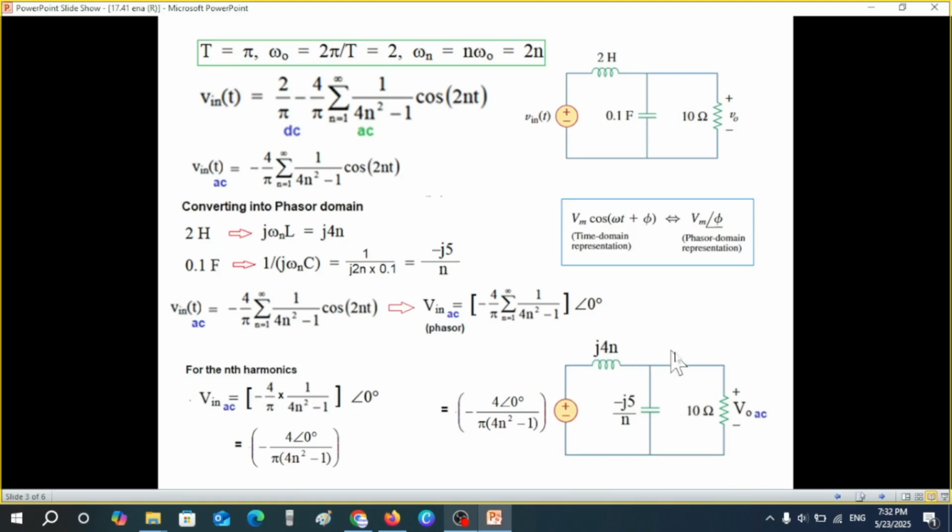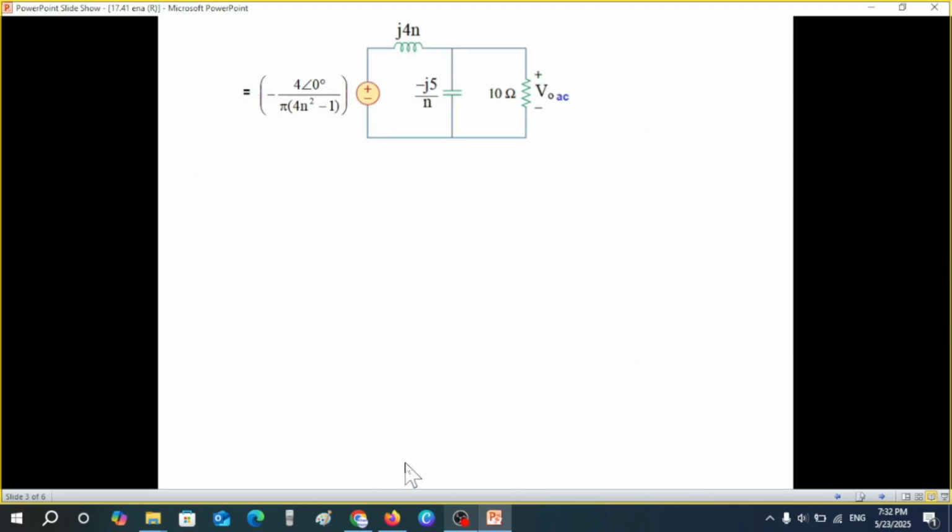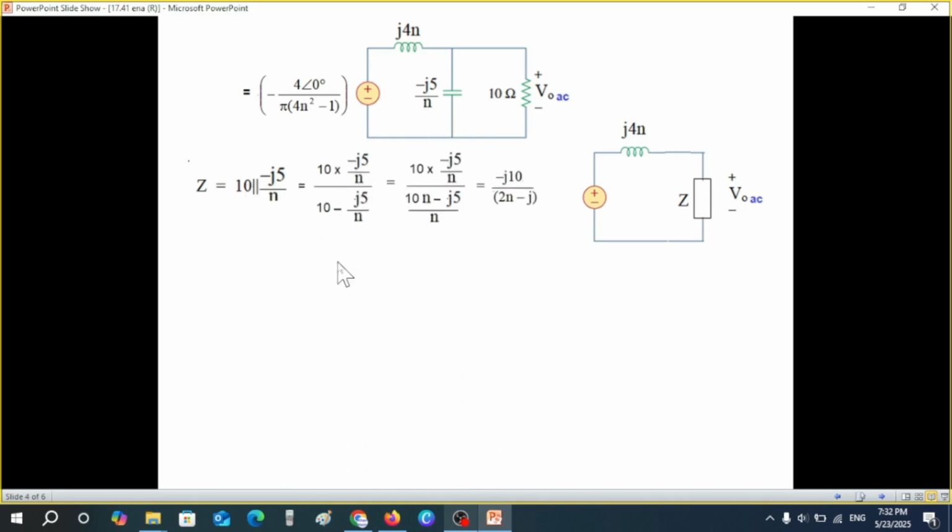Now we apply this signal to the circuit, and we'll solve for the output. So this is the input signal, and you can see these two are in parallel. So we have to solve them in parallel first to get the output. Let's call the parallel combination impedance Z. So Z is these two in parallel. I will not explain everything, but I have done all these steps, so I hope you can simply follow it. This will be the final answer.